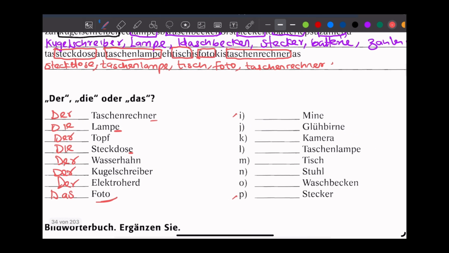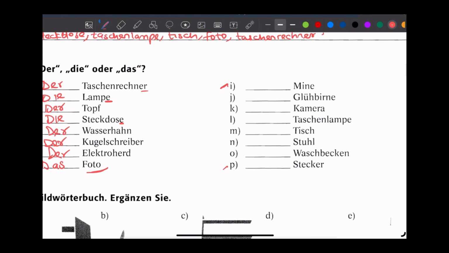So pause the video to do this and then come back to check if your answers were right, okay? So we have this E, D, E again, D, and camera is female, okay? D. Taschenlampe, D. Tisch, der. Stuhl, der. Waschbecken, das. And then Stecker, der. Okay?